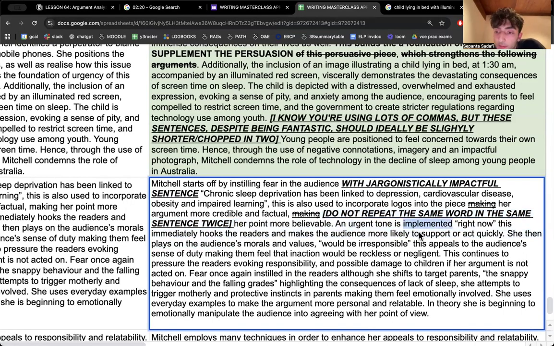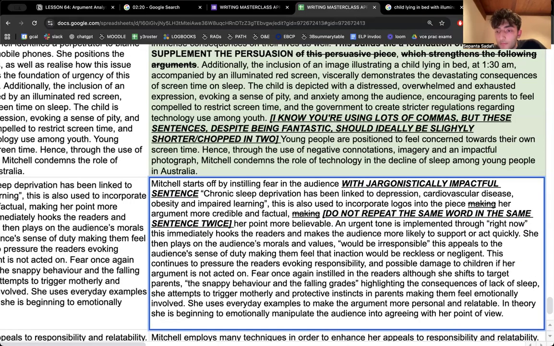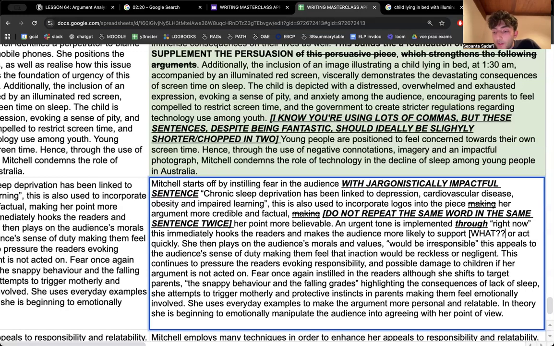An urgent tone is implemented through... Just give me a connector, like through or with or via. I mean, via is not even a proper word, so don't say that, but something as a connector to display a quote. This immediately hooks the reader and makes the audience more likely to support or act quickly. Support what? Right? Be specific there, right?